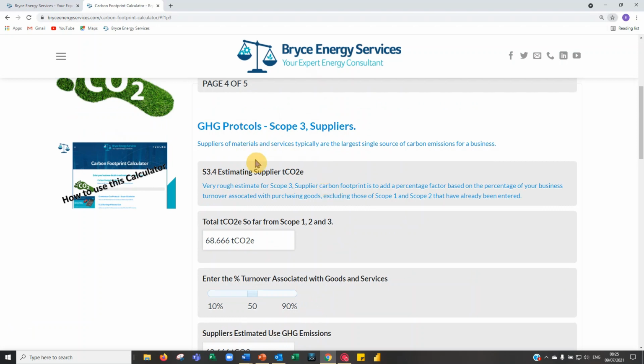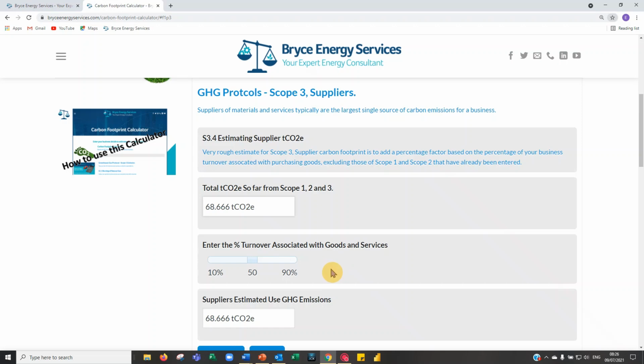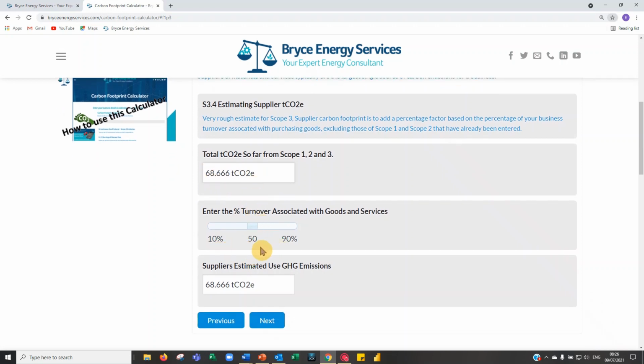Now, a significant part of scope 3 is your suppliers, and that is very difficult to determine. You need to start asking your suppliers what their carbon footprint is, but just to get a guesstimate, I've taken the total carbon footprint we've calculated so far, at 68, and put a slider in here to estimate suppliers. As a very vague rule of thumb, it's the percentage of turnover associated with goods and services that we haven't already included. For example, if you're a haulage company with very large diesel usage, you'd probably be at the lower end of the scale.